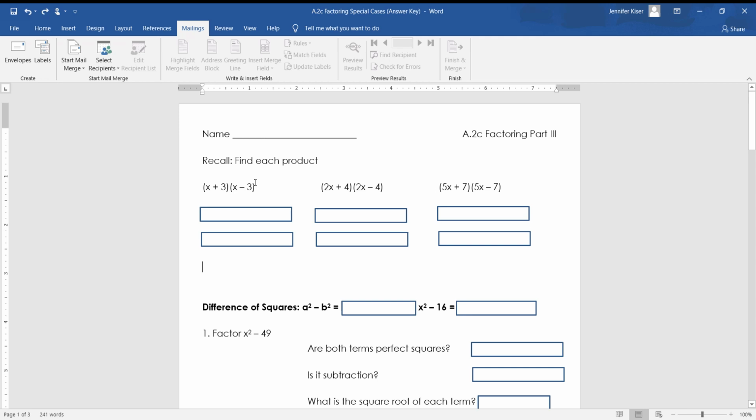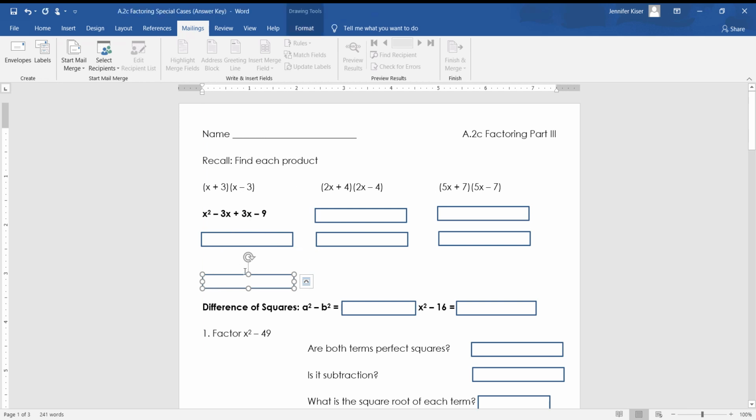And then you can distribute the x to the -3. So then it'd be minus 3x next. And then you can distribute your 3 to the positive x. So that'll give you plus 3x next. And then you can do your 3 times the -3, so that'd be -9.